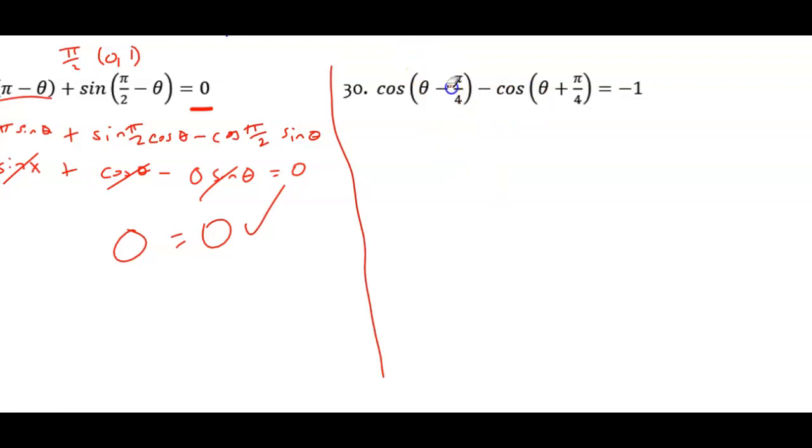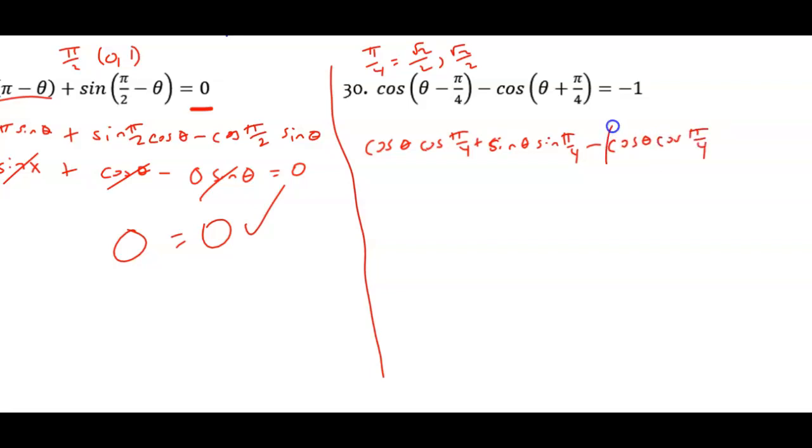All right, for this one, we got pi over 4. And remember, pi over 4, that point is radical 2 over 2, radical 2 over 2. So we have cosine of theta, cosine of pi over 4, plus sine of theta, sine of pi over 4, and then we have that minus, and then we have this side: cosine of theta, cosine of pi over 4, in parentheses because of the minus, minus sine of theta, sine of pi over 4.